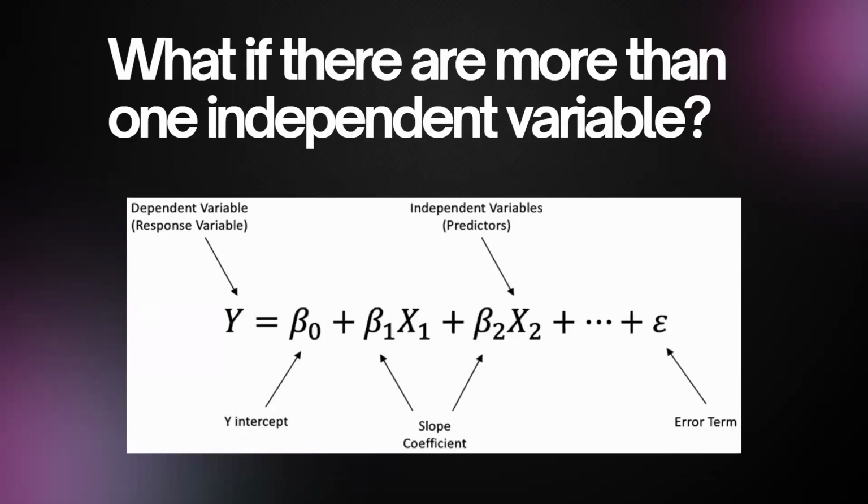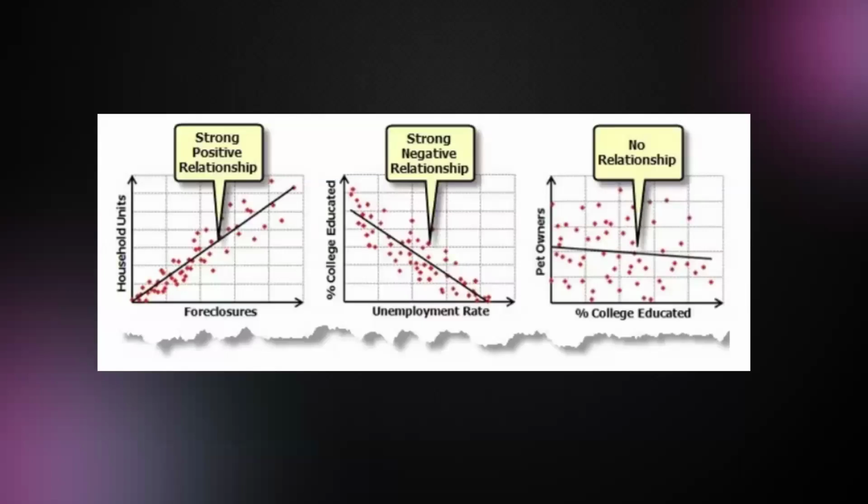So what if you've got more than one independent variable? It makes the model much better. We have MLR, multiple linear regression. Take a screenshot if you want quickly, and you'll also find it on YouTube.